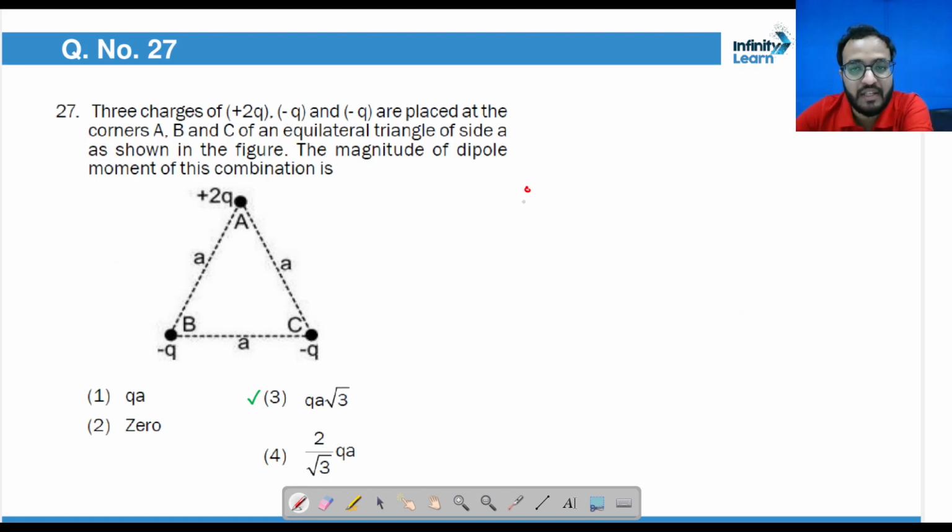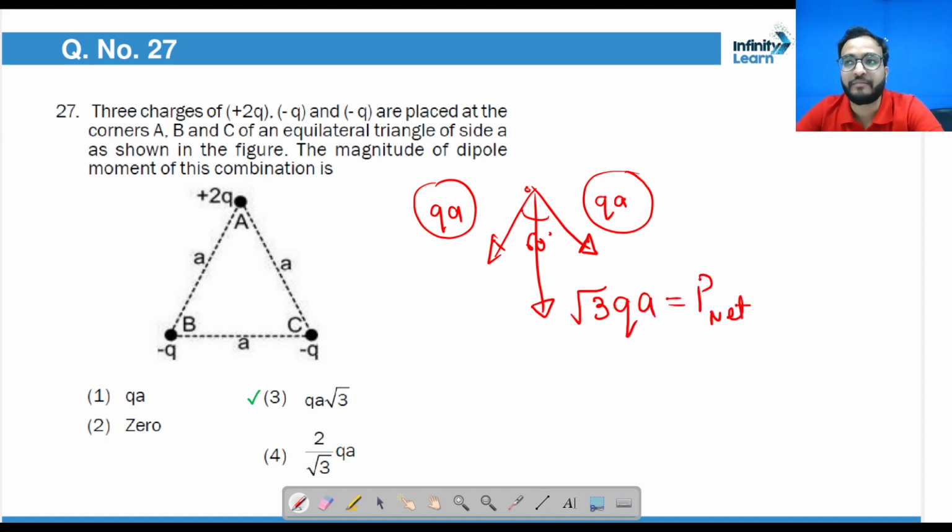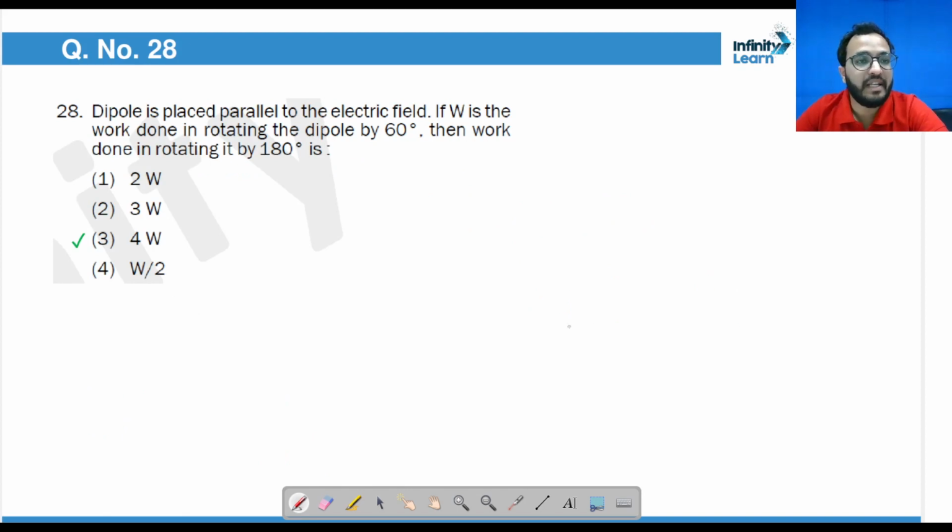See, we will say that there are two dipoles actually here. One is this q into a, another will be q into a, and it is 60 degrees. So when two vectors, these are vectors, right? When two vectors are equal in magnitude and are acting at an angle of 60 degrees, then resultant is always root 3 times. Okay, so this is your net dipole moment. Got it? Now let's come to question number 28.